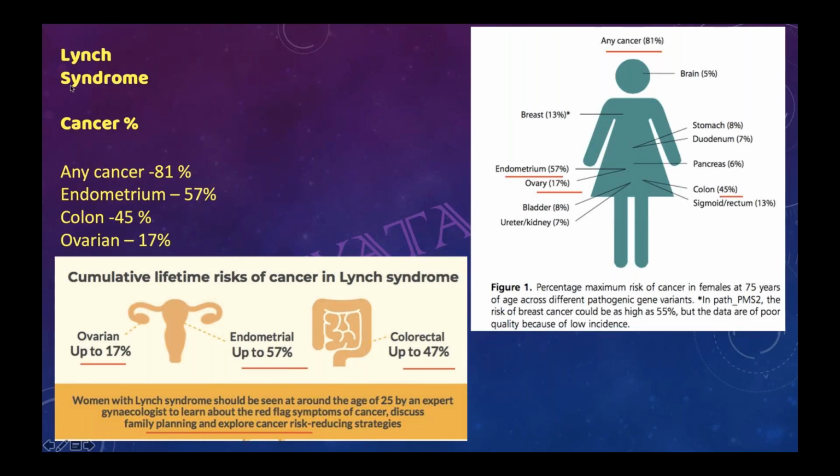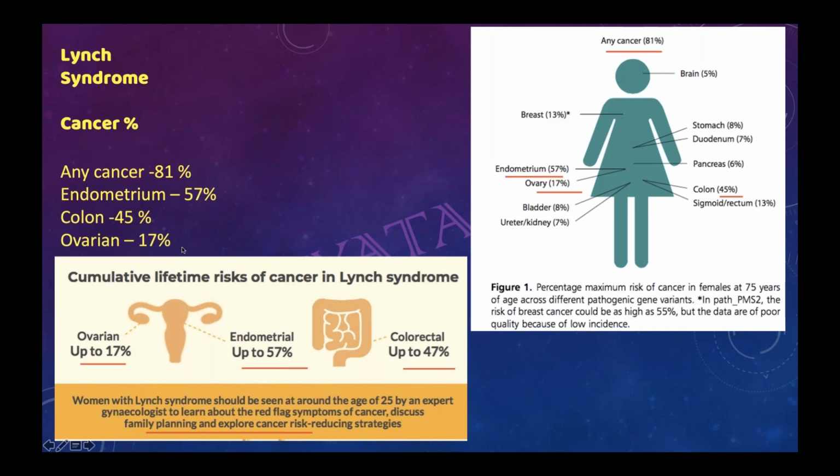Now, what could be the risk of cancer in the Lynch syndrome? So any cancer, like overall cancer, if you think it will be 81%, this is from this picture only. Okay, these percentages are important for part 2 people. So any cancer will be 81%. Endometrium is 57%. You can see it from here also. Colon is 45% and ovarian is 17%.